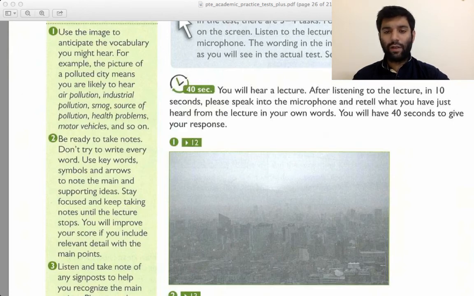So this is how you will retell your lecture after you have listened to it. Note down the important points. Hope this will help you to answer this particular question.